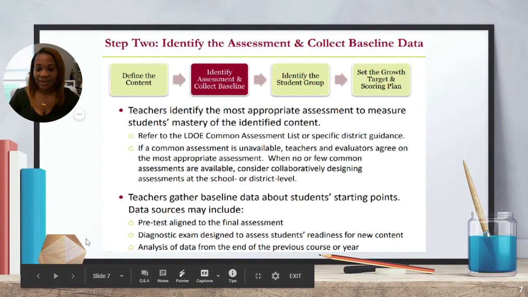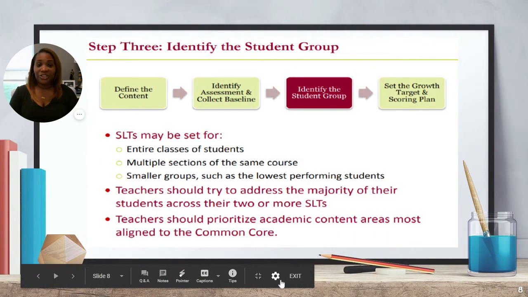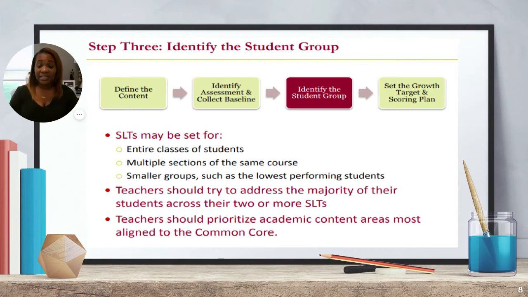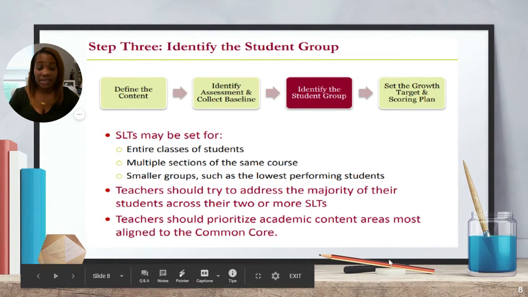Next, you're going to identify the student group. SLTs may be set for an entire class of students, multiple sections of the same course, or smaller groups such as low-performing students, ELL, ESL. Any of those groups may be subgroups for your SLTs. So teachers should try to address the majority of their students across 2 or more SLTs, and teachers should prioritize content areas aligned to Common Core.